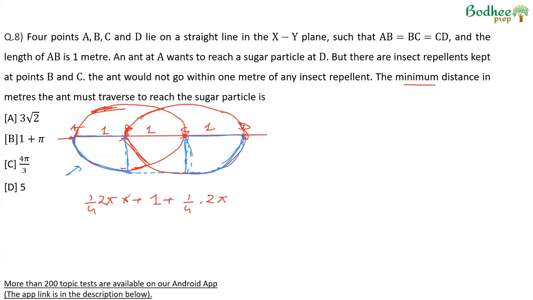Again, r in both cases is 1. So one-fourth of 2 pi plus 1 plus one-fourth of 2 pi. This is 1 by 2, 1 by 2, and therefore pi by 2 plus pi by 2. So pi plus 1 is the total distance that the ant will have to cover. It will be the blue route, one-fourth of the circle along the first circle, straight line BC, and then the remaining one-fourth along the second circle.